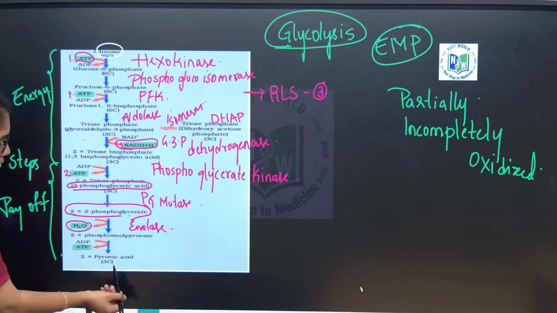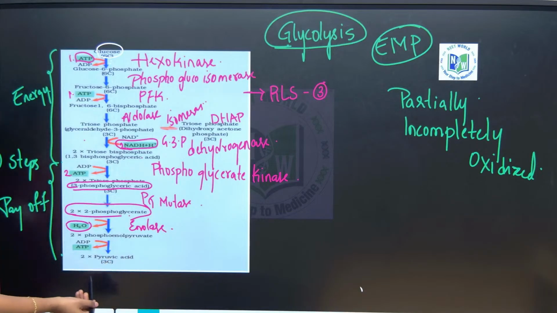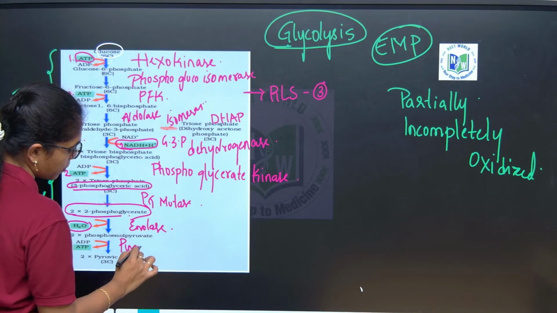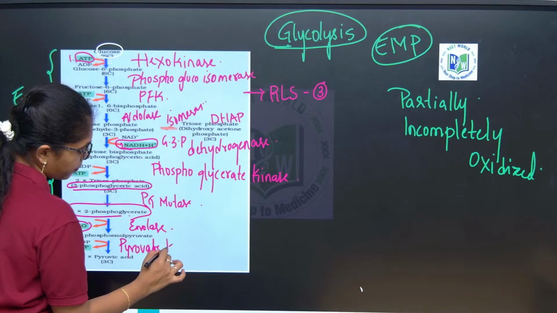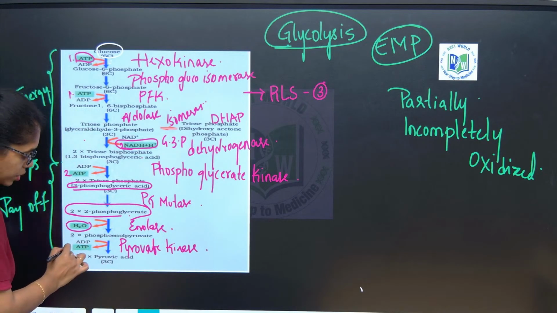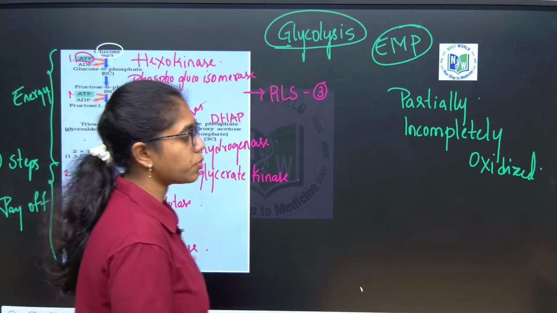And the last step, that is phosphoenol pyruvate to pyruvic acid. This is by the enzyme pyruvate kinase. Okay, and here also how much energy is released? 2 ATP is released. Once look into all the 10 steps of glycolysis.